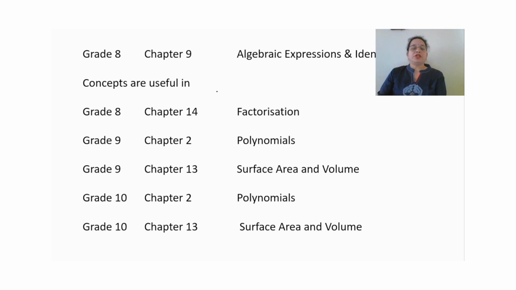The name of the chapter is algebraic expressions and identities, that is chapter 9 in grade 8, and these concepts are useful in solving questions related to factorization, that is chapter 14 in grade 8, Grade 9 Chapter 2 Polynomials, Grade 9 Chapter 13 Surface Area and Volume, Grade 10 Chapter 2 Polynomials, Grade 10 Chapter 13 Surface Area and Volume. Also in higher education these concepts are useful. It means these concepts are very important.